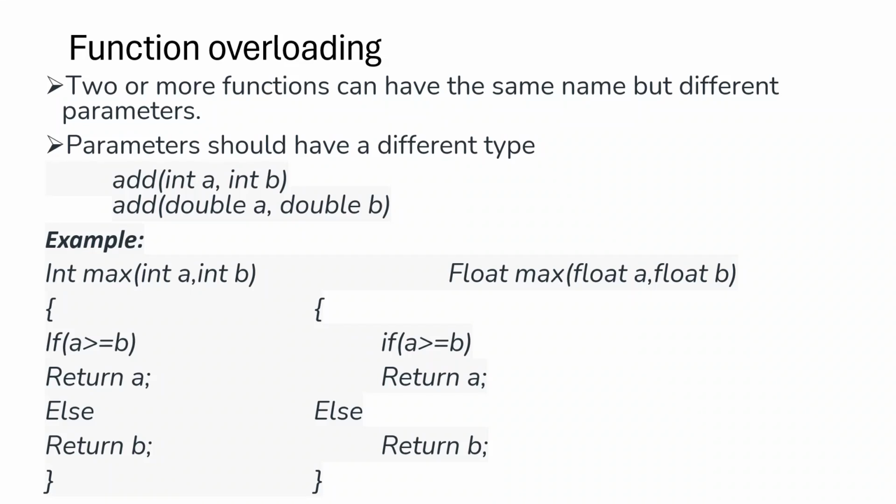Max is the same function name here, with integer a comma b. In the other, float can be used, but in the overloading concept everything has the same function name. It just performs a different task. This performs the integer type, and this performs the float type. That's the difference.